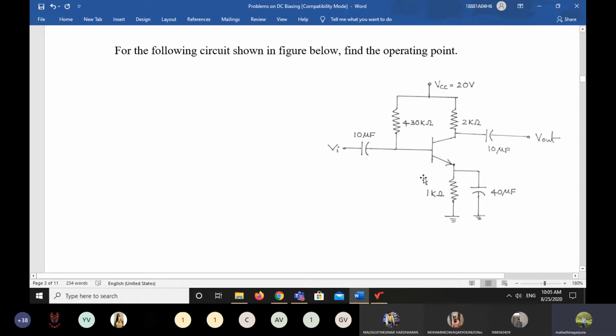In the previous two problems, we solved the basic fixed bias circuit without the emitter resistor. Those two equations we are very familiar with. When deriving the stability factor also, we used those two equations only. But here we have an extra resistor connected to the emitter terminal, that is the RE resistor, which is a 1 kilo ohm resistor. If it is like this, how can we calculate the operating point? That we are going to see now.